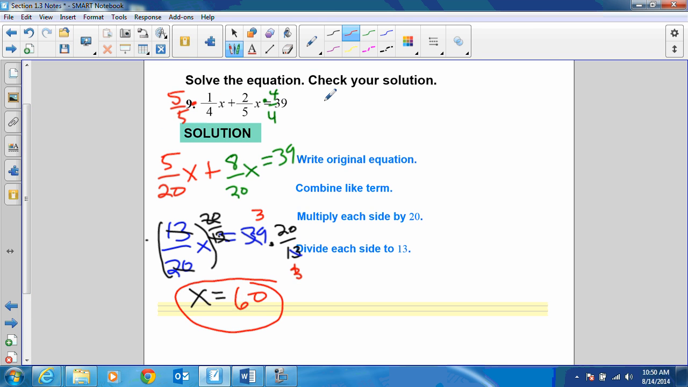Okay, you can plug that back into your work. 1/4 of 60 is 15. 2/5 of 60 is 12 times 2, 24. And that will give you 39. Okay, so you can plug your numbers back in and check your work. It's very important to do that.